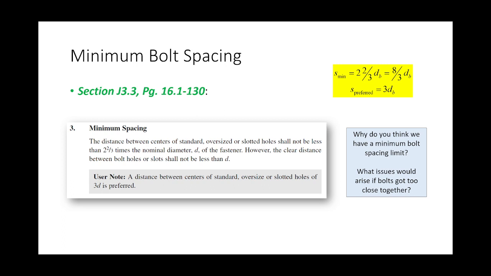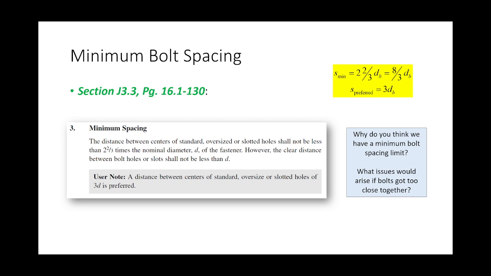But if you're assessing a connection to determine whether or not it is in compliance with the specification, use the minimum, right? Because it's either minimum or maximum, and it's got to be in between. So for specification compliance, use the minimum. Does that make sense?